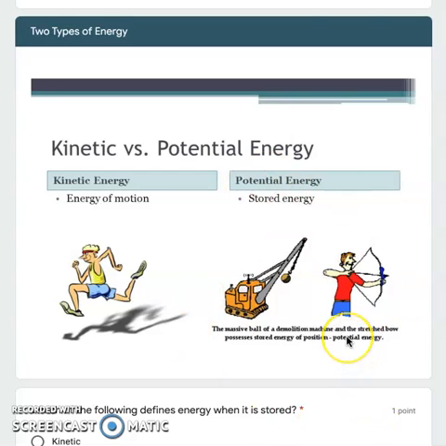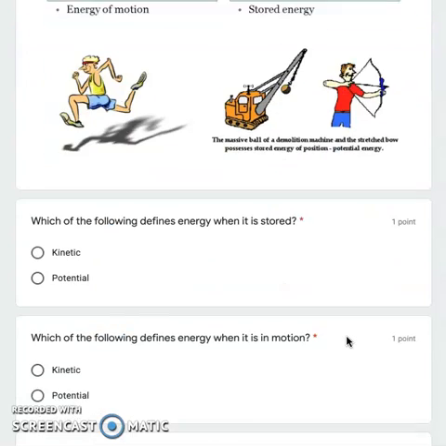So for example, if you're playing basketball and you're just standing there waiting for somebody to pass you the ball, right? You're standing in one spot and you have potential energy. The moment somebody passes you that ball, the moment you start moving around on the court, right? Now you have kinetic energy.